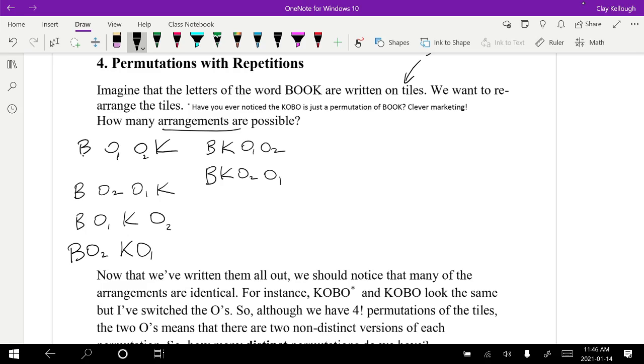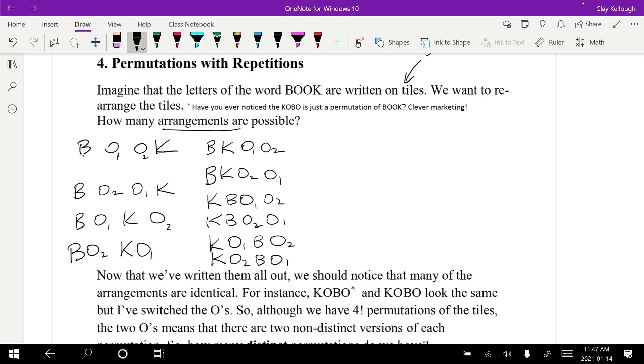What about all of the combinations when something else is first? How about we put the K first? So that could be K, B, O, O, or it could be K, B, O, O. And it could be K, O, B, O, or it could be K, O, B, O. I know what you're thinking. They both say Kobo, and you're right, but they're 2 different arrangements of the things that I have.